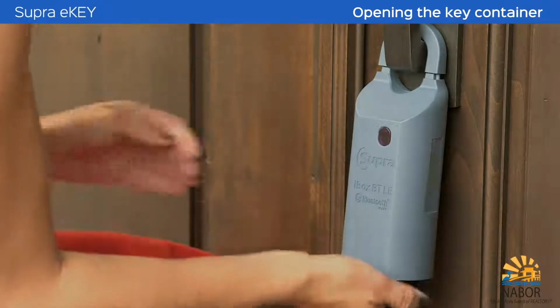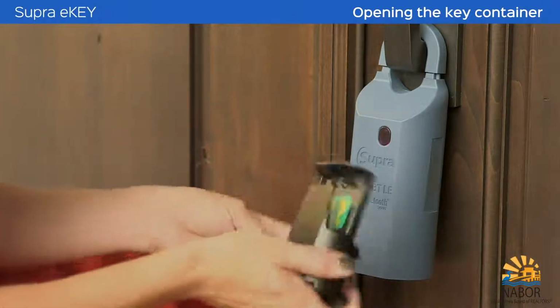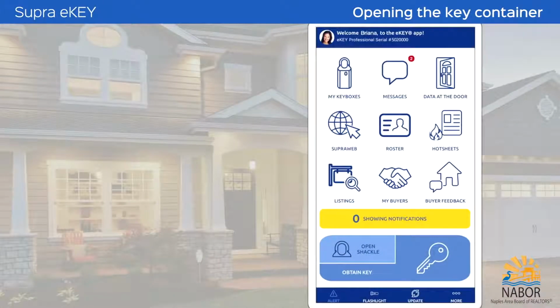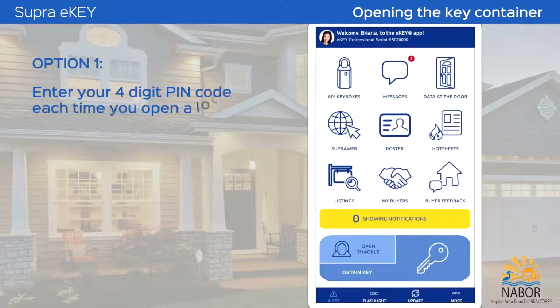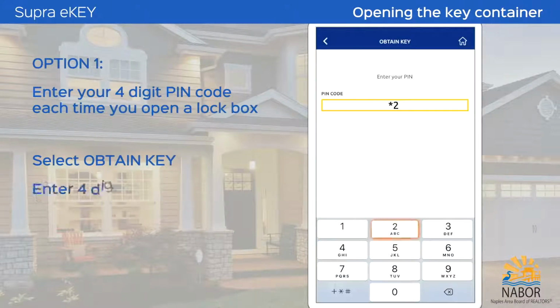There are a variety of ways to open the key container with the eKey app. You can enter the PIN code each time you open the key container. Select Obtain Key. Enter your 4-digit PIN.